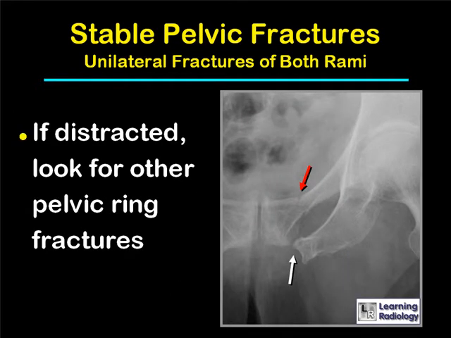Unilateral fractures of both rami, if distracted, should alert you to the possible presence of other fractures of the pelvic ring. In this case, the red arrow is pointing to a fracture of the pubic bone and the white arrow to a fracture of the inferior pubic ramus.